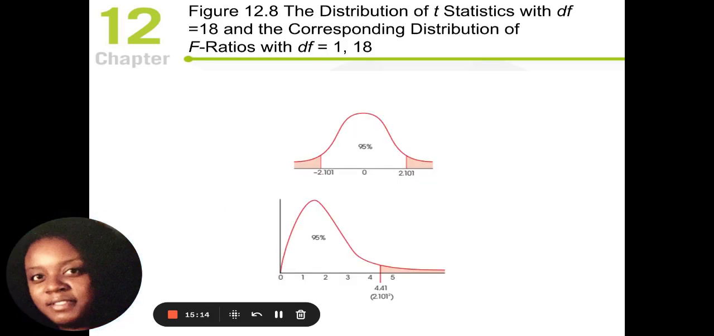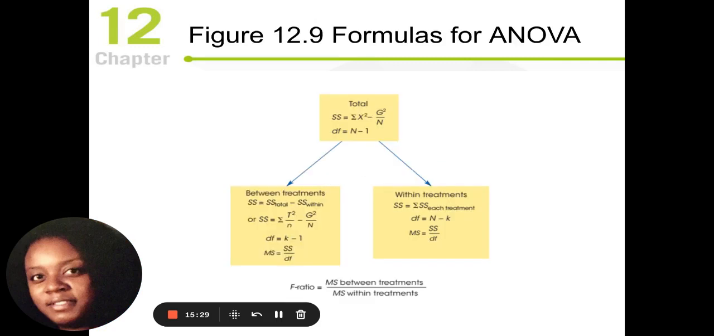And here's an example in figure 12.8 of the distribution of those t statistics with the degrees of freedom at 18 and the distribution of F ratios with the degrees of freedom at 1 and 18. Here is figure 12.9, which shows the formulas for an ANOVA. And I hope that helps you understand everything about the analysis of variance.